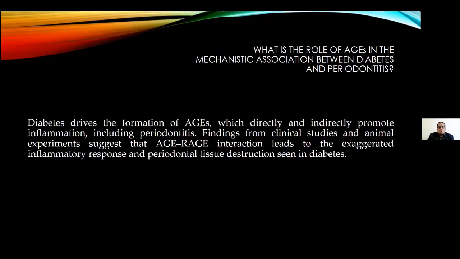One more question. What is the role of AGEs, that is advanced glycation end products, in the association between diabetes as well as periodontitis? Diabetes basically drives the formation of advanced glycation end products, which directly or indirectly promote inflammation, including periodontitis. And studies have shown that the AGE-RAGE interaction leads to an exaggerated inflammatory response and the periodontal tissue destruction which is seen in diabetes.